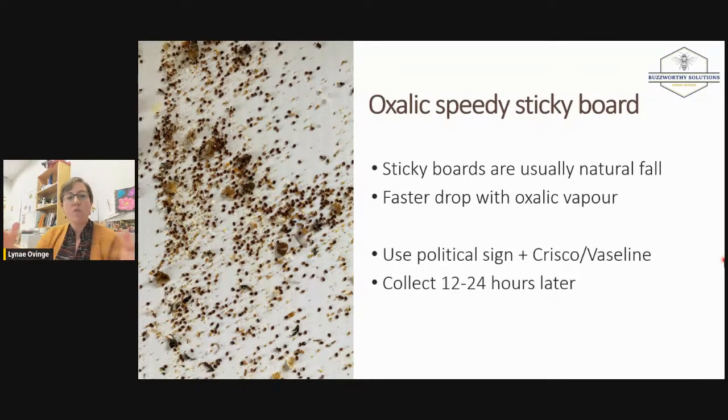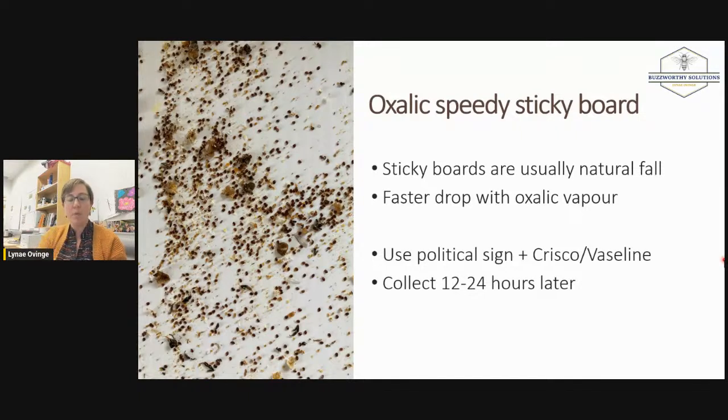But essentially, when you're using a sticky board it's usually natural fall. So you're just monitoring the mites that are falling all the time. And so then you have to leave it in for lots of days, and you get all this other crap on the boards, and you're just getting natural fall. So what they find is if they just use an oxalic vapor gun to get a much faster drop.